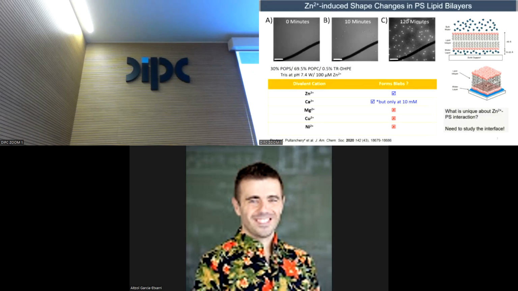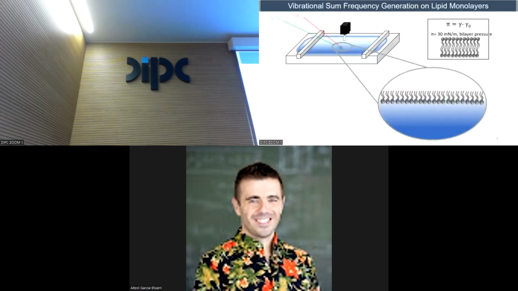So why is that, right? What is special about zinc interacting with PS lipids? To study this, we have to really look at that interfacial layer, the first 1 nanometer or so that contains the lipid head groups, the ions, and the water. To study this interface, we use a technique called vibrational sum frequency generation.